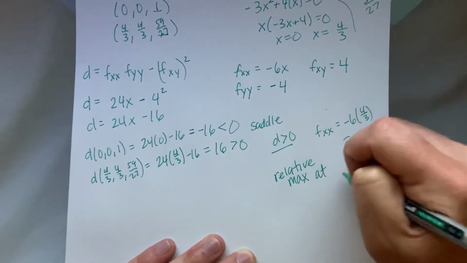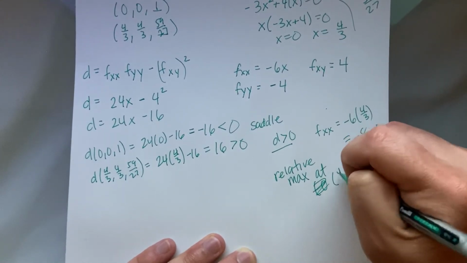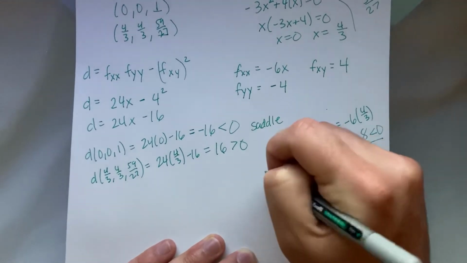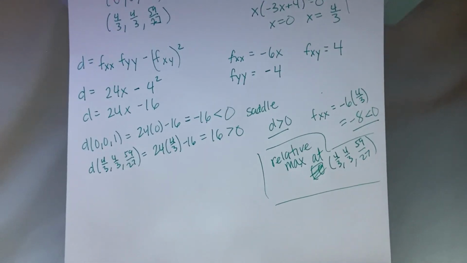at the other point, 4/3, 4/3, 59/27. Since the other one was a saddle point, it's neither a max nor a min, so this is the only critical point for which this is a maximum or minimum. And we'll do another one in the next video.